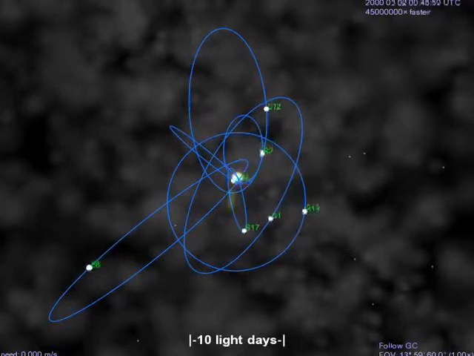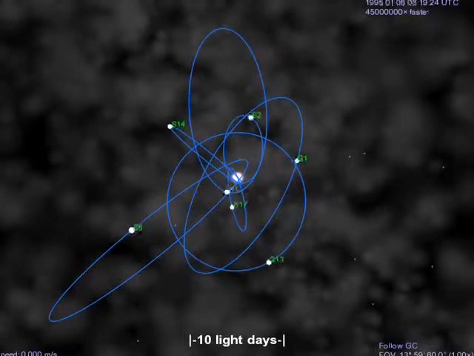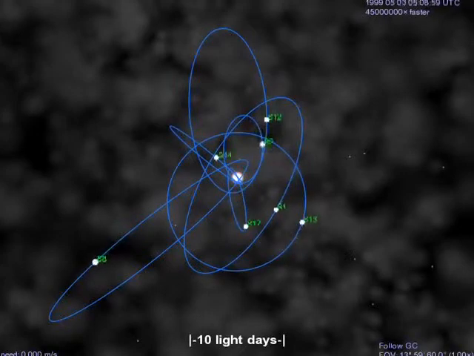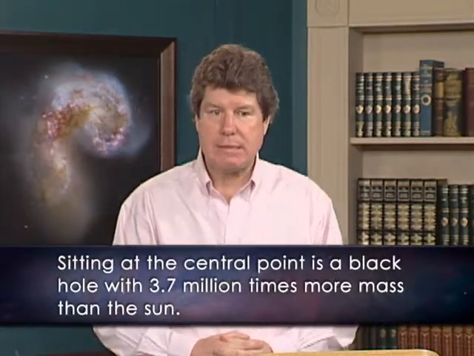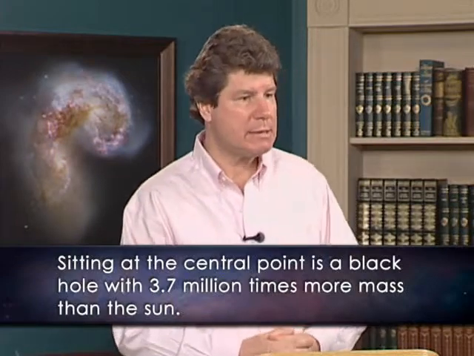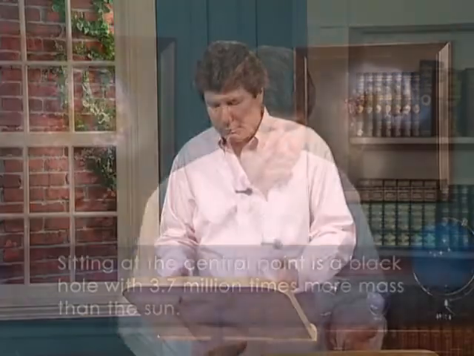Try to watch star 14 carefully. At closest approach, star 14 is moving at 3,000 miles per second and comes within 6 light hours of the central point. That's as close as the planet Uranus is from the Sun. Analyzing the orbits carefully essentially proves that sitting at the central point is a black hole with 3.7 million times more mass than the Sun.